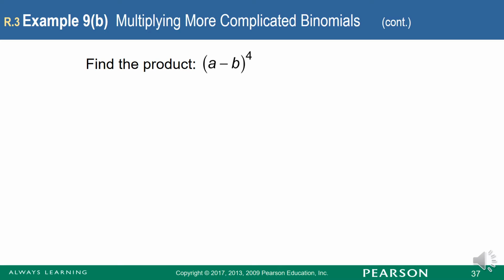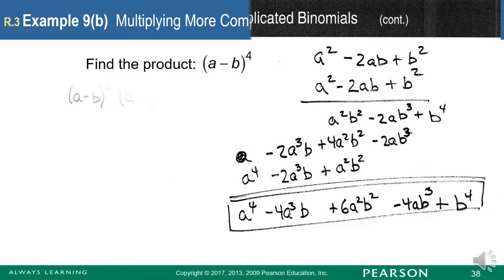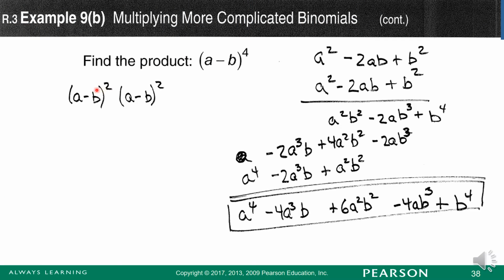Here we have something raised to the 4th power, and the key to doing this problem is realizing that it is this one squared times this one squared. So both of those end up being a squared minus 2ab plus b squared, and so we can multiply those in a stacked fashion and get this answer.